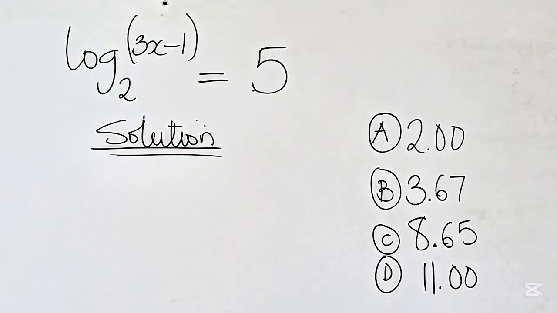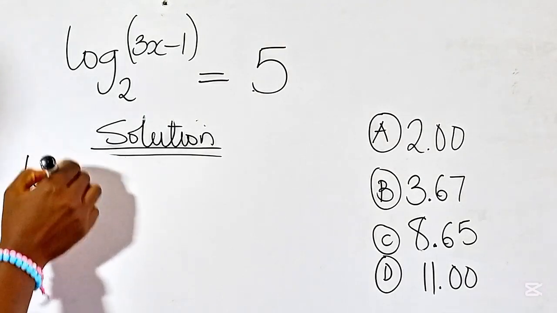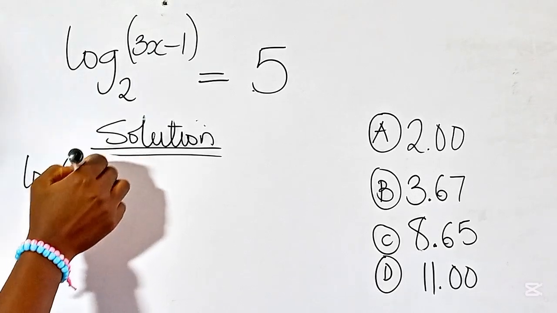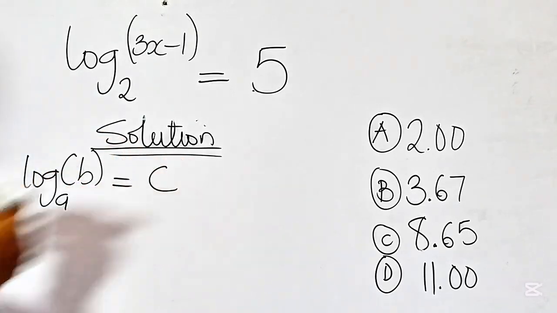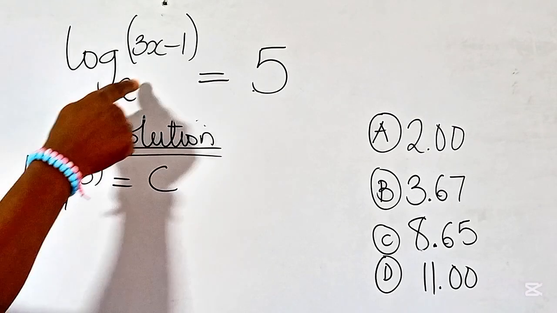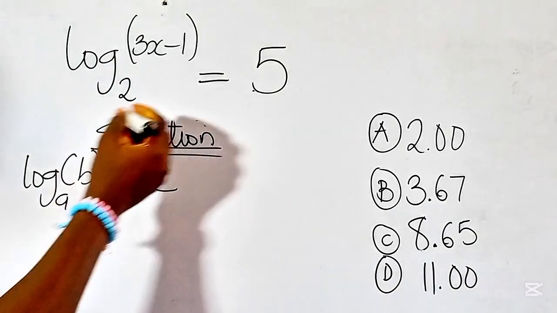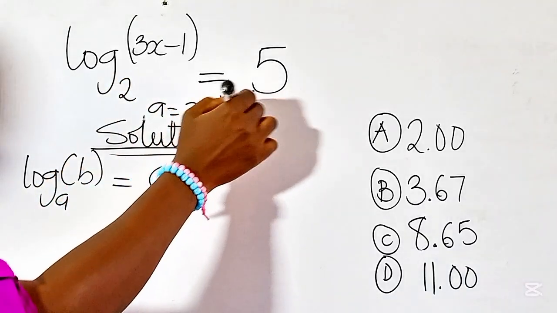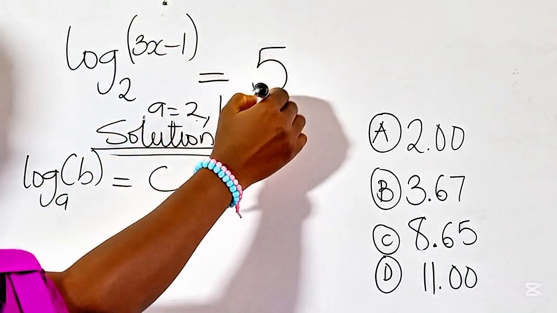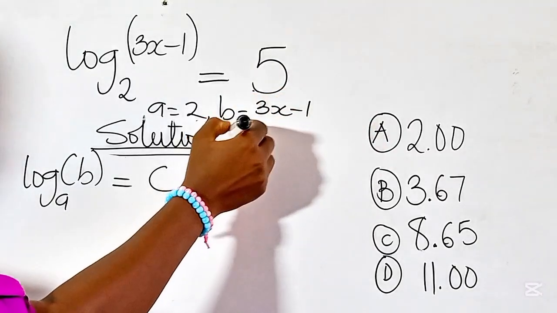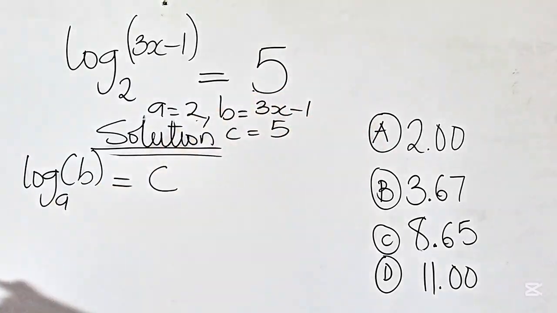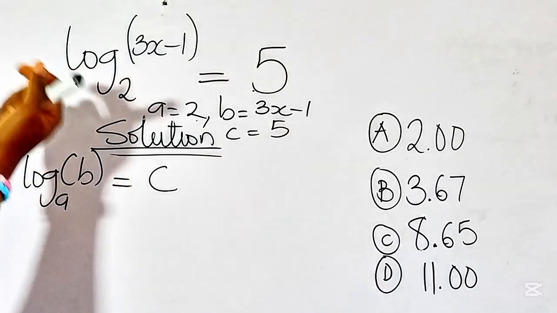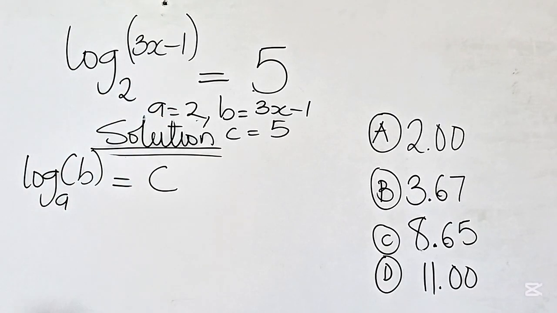So the general form of a logarithmic equation is when you have log to the base of a of b is equal to c. All right, so with this now we can assume that a is equal to 2, that is the base, and b is equal to these terms in the bracket, which is equal to 3x minus 1, and c is equal to 5. So when solving logarithmic equations, it's very important to understand the relationship between indices and logarithm.